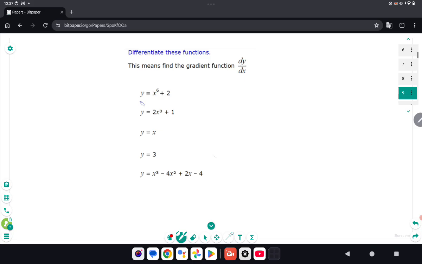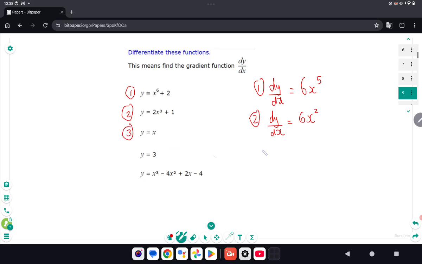So our function y equals x to the power 6 plus 2: dy by dx would be 6x to the power 5, because we've multiplied by the power and taken 1 off the power, and that would be it. We can ignore that constant term. So what about the second one? The power is 3 here, so we multiply by the power. 3 times 2 is 6. Take 1 off the power, so x squared, and the constant disappears.